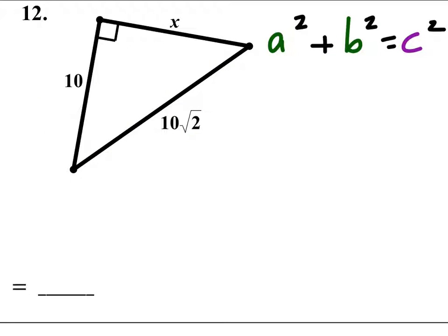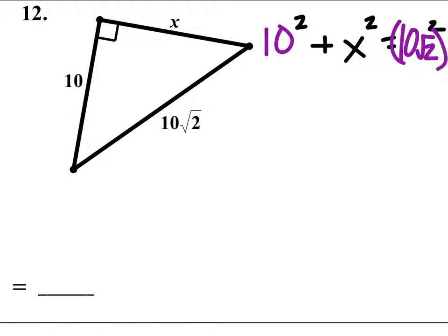Alright, here we go again. A squared plus b squared equals c squared. I've got a leg with a value of 10, and this is the hypotenuse at 10 square root of 2. 10 times the square root of 2, that's in parentheses squared. And b we'll say is the x value.